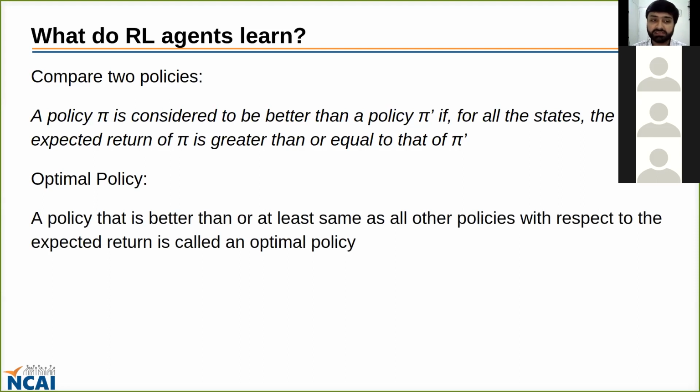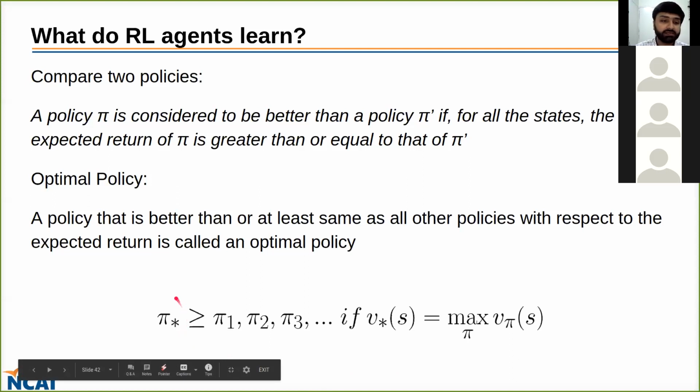A policy that is better than or at least the same as all other policies with respect to the expected return is an optimal policy. It's a very straightforward definition: you need to optimize the policy to get the maximum expected return, so the policy that actually gives you that is the optimal policy. In a more mathematical sense, what we see here is that this policy pi star is better than all other policies if the state value function for this particular policy is the maximum achievable over all the policies. And this is mathematically proven, and this holds true.